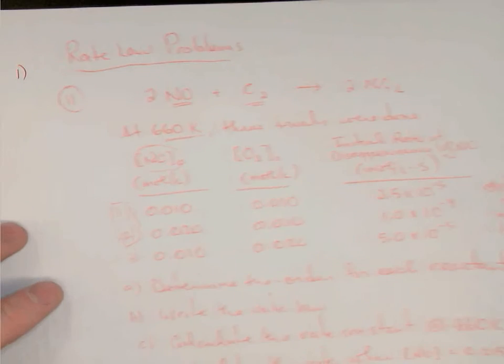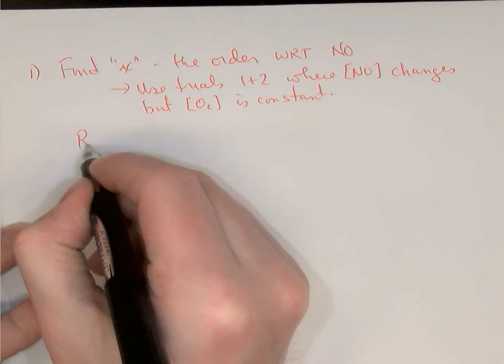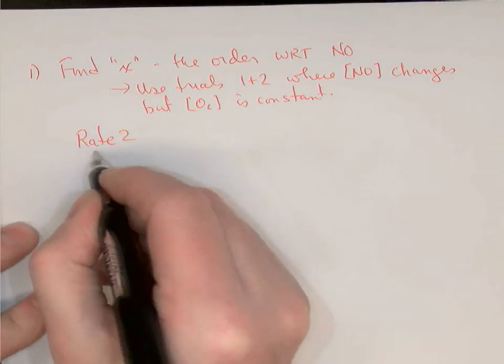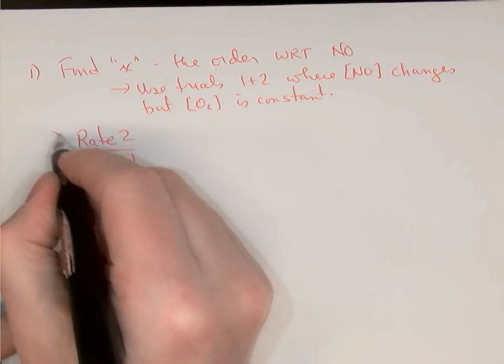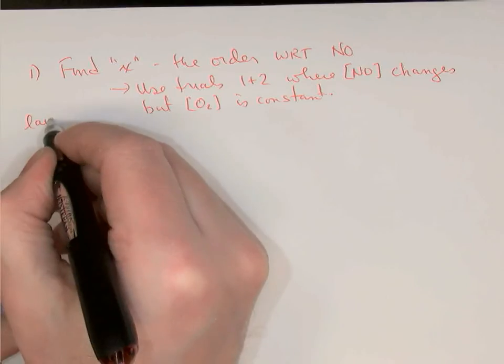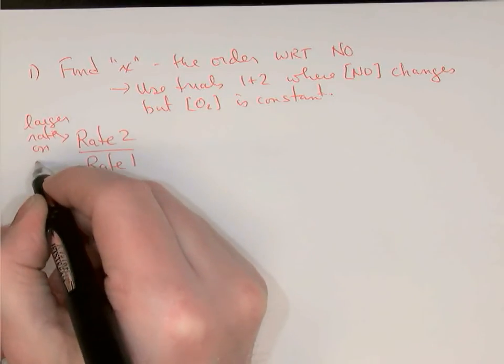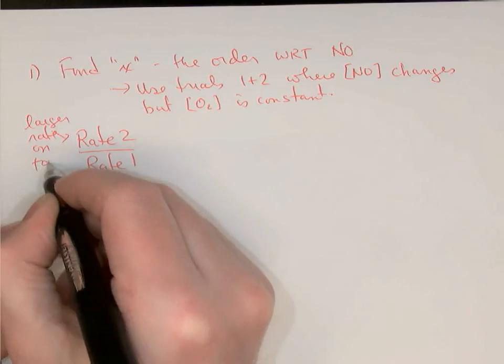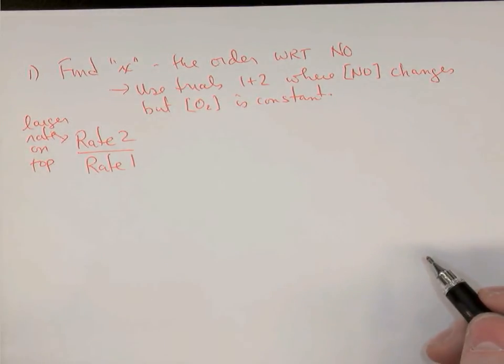So since trial 2 has the larger rate, I'm going to find X by taking the rate for trial 2 and dividing by the rate for trial 1. I like to put the larger rate on top, and that's just because when I divide, I'm now going to get a number greater than 1. If you divide 2 numbers like 4 divided by 2, your answer is a nice number, 2.